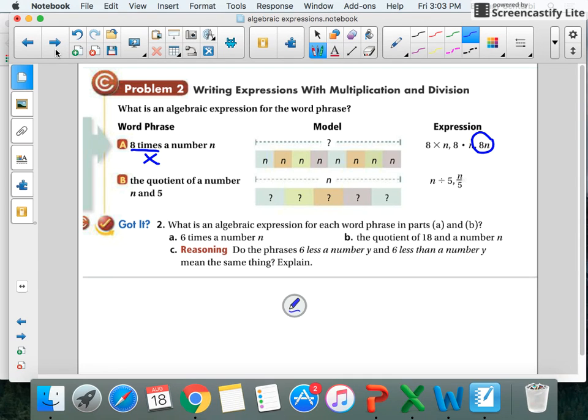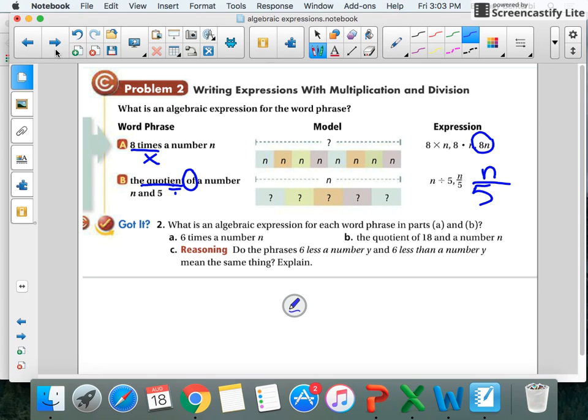Now, with division, again, the order matters. So it says the quotient. So quotient means division. Now, whatever comes after the word of is what you're going to put on top of the fraction. So it says of a number n. So the number n comes first. So you're going to do n divided by 5. So we're going to take a look at a few examples here.